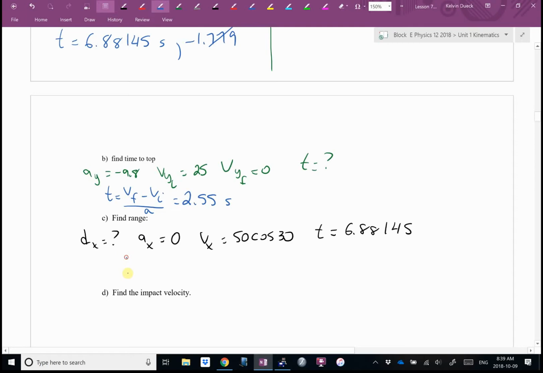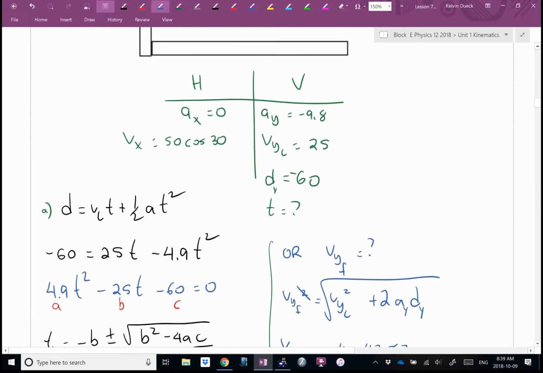I think it ends up becoming this. What happened to the plus a half AT squared? Ryan, what's horizontal acceleration? So plus a half 0 squared times t squared isn't going to change anything, so I didn't even bother writing it. This is your horizontal, this is your range distance equation. Your vertical distance equation is going to be the full one.